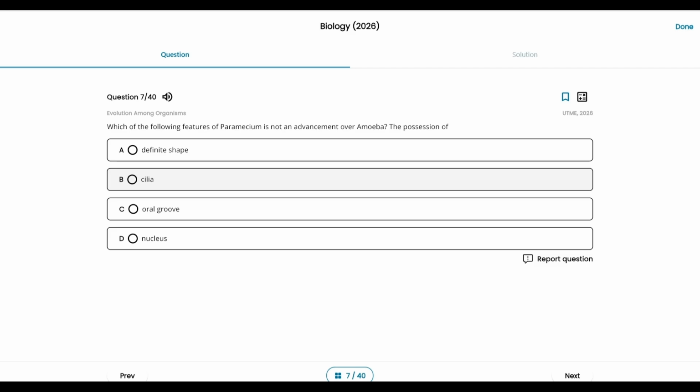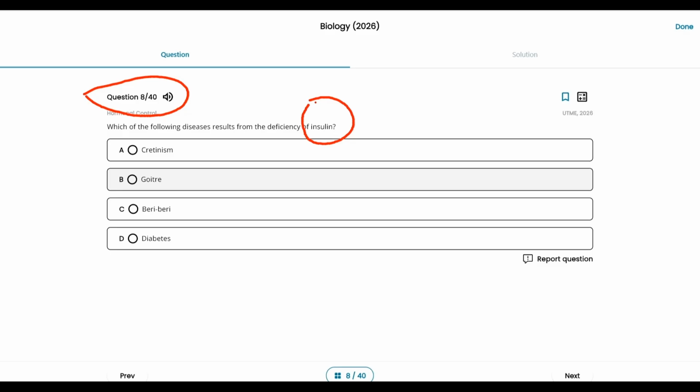Question 8. Which of the following diseases result from the deficiency of insulin? Are you with me? Which of the following diseases result from the deficiency of insulin? A. Cretinism. B. Goiter. C. Beriberi. D. Diabetics. Let me read the question again. Which of the following diseases result from the deficiency of insulin?